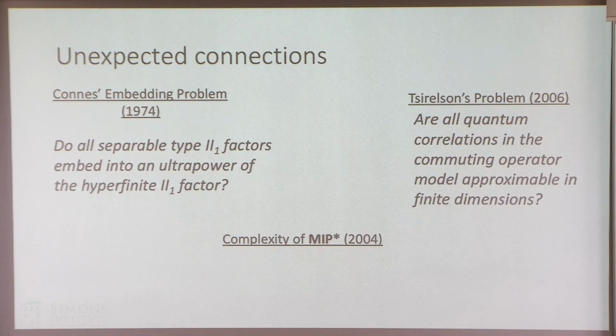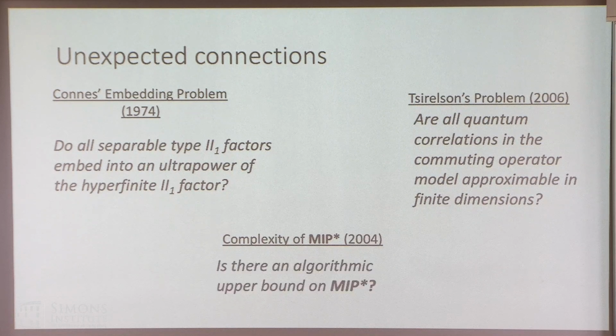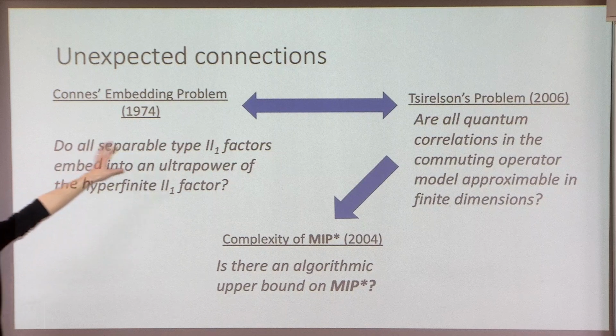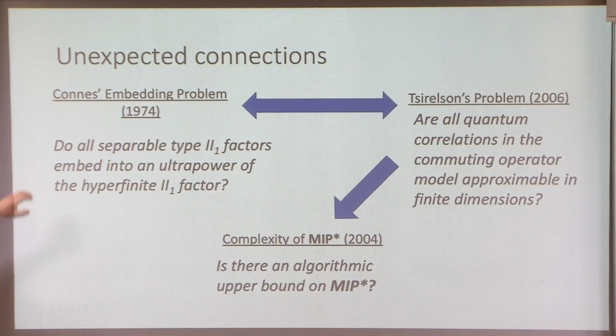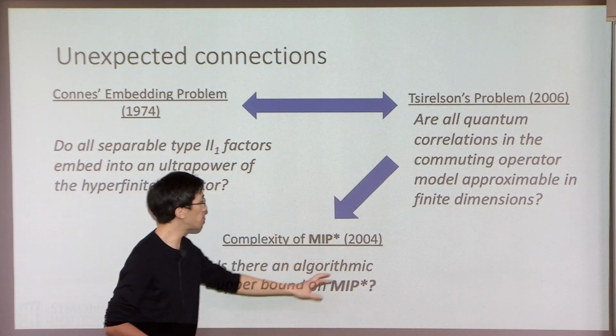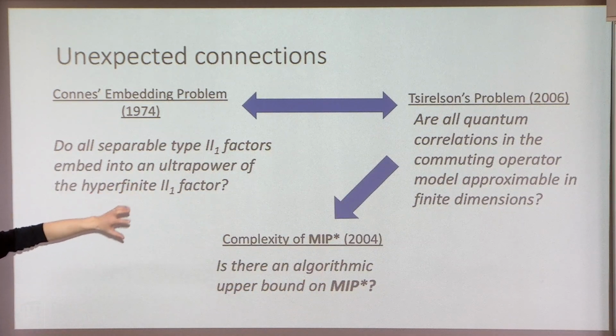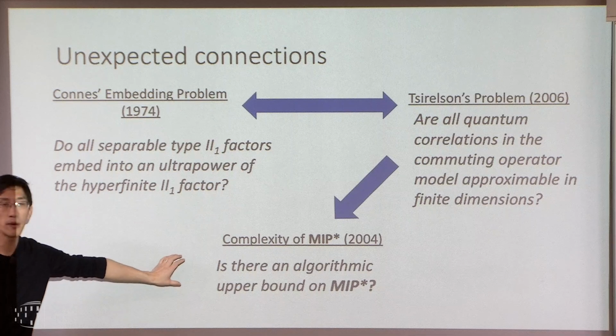One of the equivalent formulations is Tsirelson's problem, which is something closer to our world: are all quantum correlations in this commuting operator model, a mathematical model describing quantum correlations, approximable in finite dimensions? And this complexity question: is there an algorithmic upper bound on MIP star? These two questions are equivalent, Tsirelson's and Connes', in the sense that a yes answer to one implies a yes answer to the other. It takes a lot of work to show this equivalence. But a yes answer to Tsirelson's problem implies a yes answer to this complexity question: if all those commuting operator correlations can be approximated in finite dimensions, it implies the existence of an algorithm to upper bound MIP star.